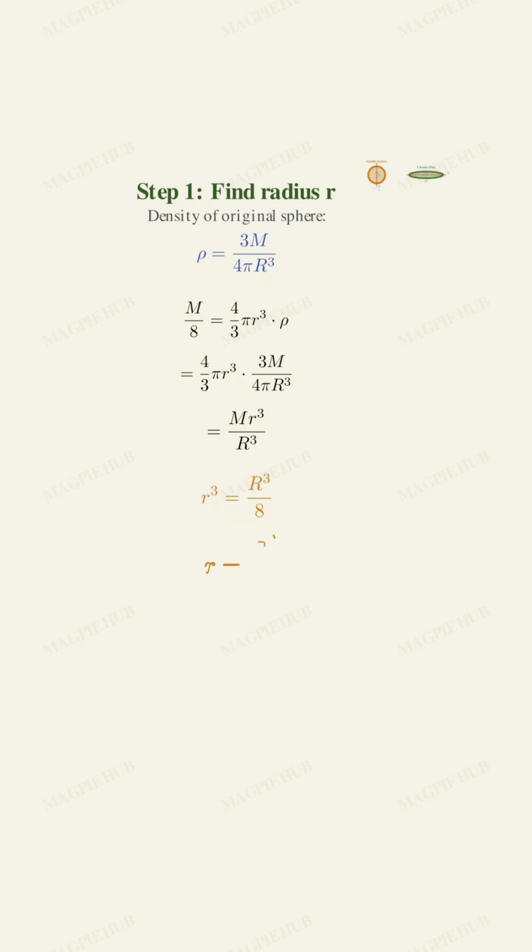Step 1. Find the radius r of the smaller sphere. The density of the original sphere is ρ equals 3m over 4 pi R cubed. Since the smaller part has the same density, m by 8 equals 4/3 pi r cubed times ρ. Substituting and simplifying, we get r cubed equals R cubed over 8. Therefore, r equals R by 2.